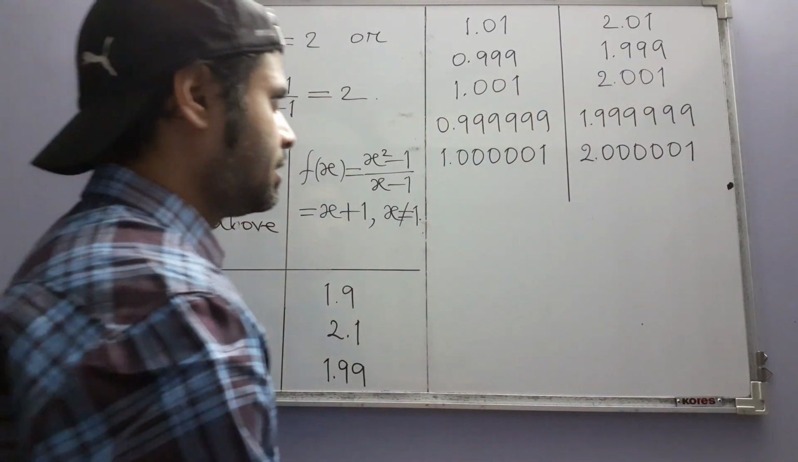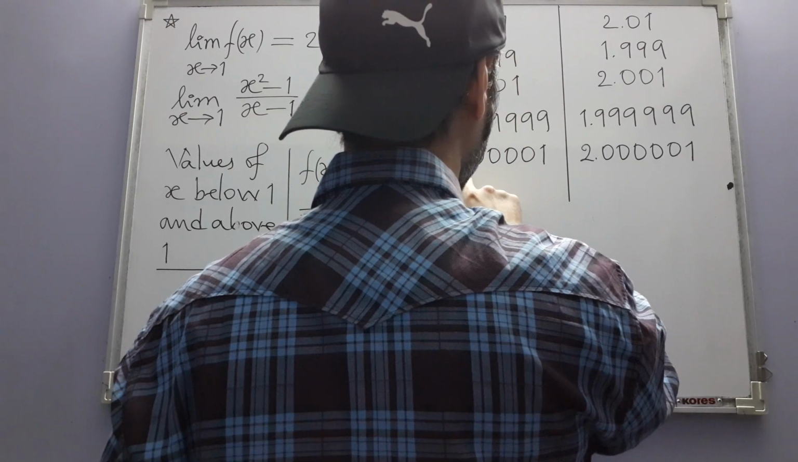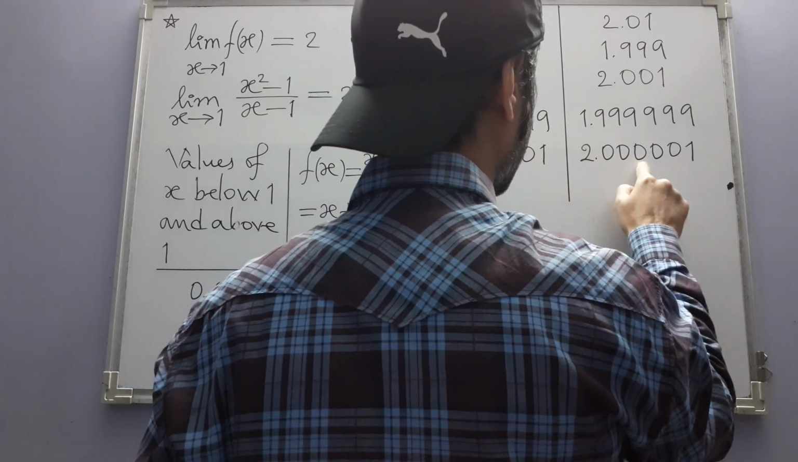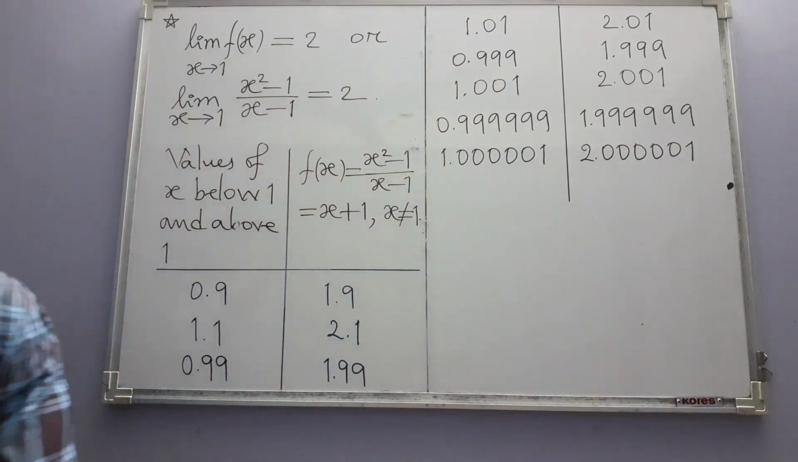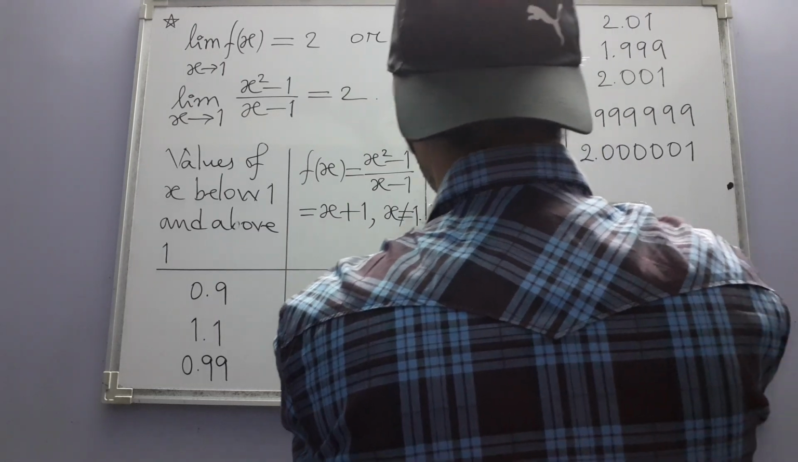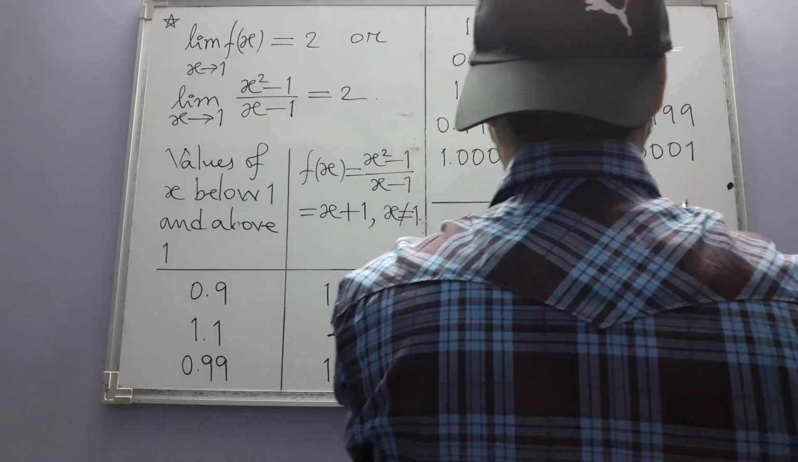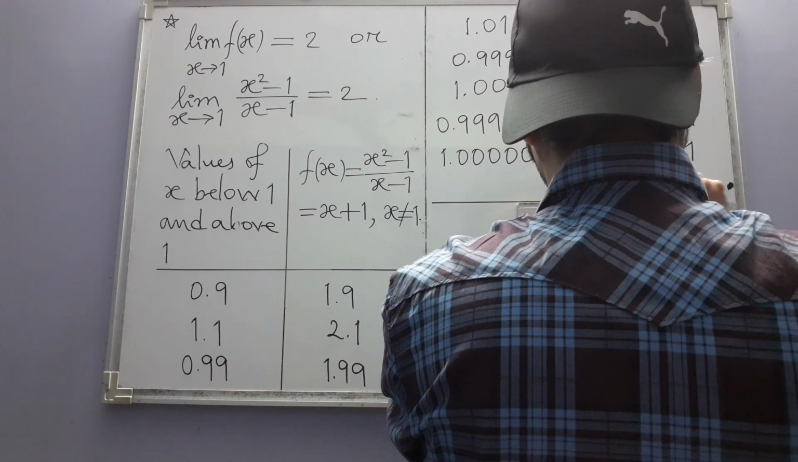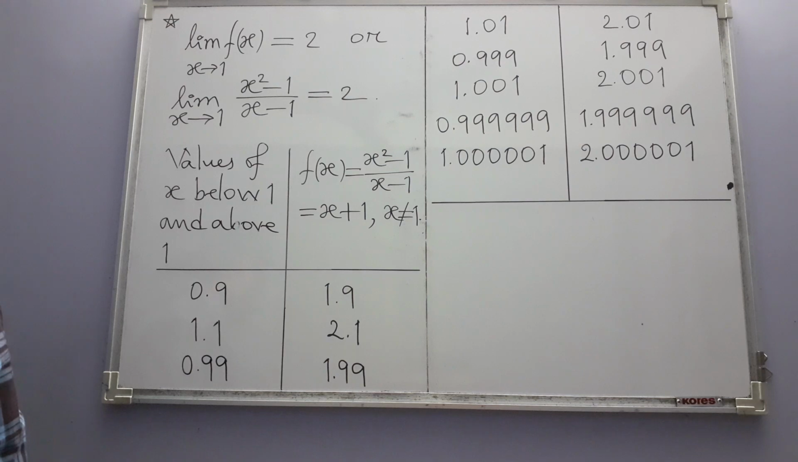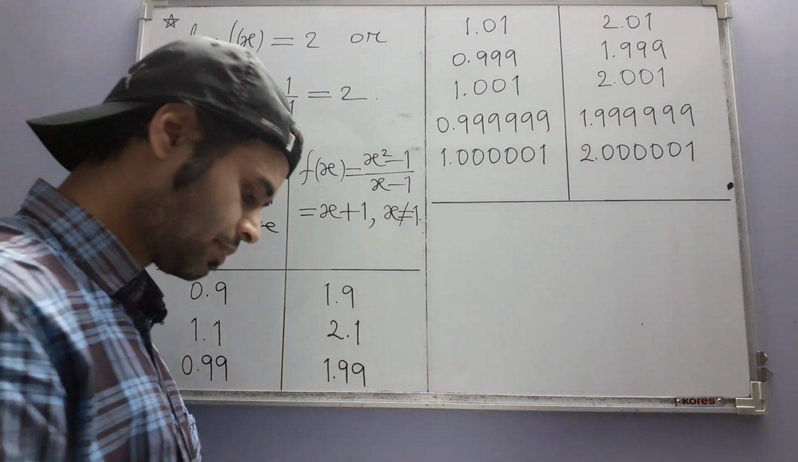Okay, have I taken the number of decimal points correctly? 1 2 3 4 5 6, yes. So these values clearly show what we have claimed there, that the f(x) value can be made arbitrarily close to 2 by choosing x close enough to 1.